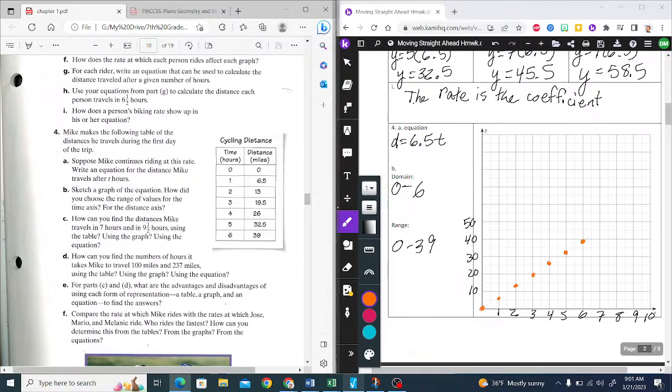And the reason why we chose the range of values for the time axis was because the domain I was given was 0 to 6, and for the distance axis, the range I was given was 0 to 39.